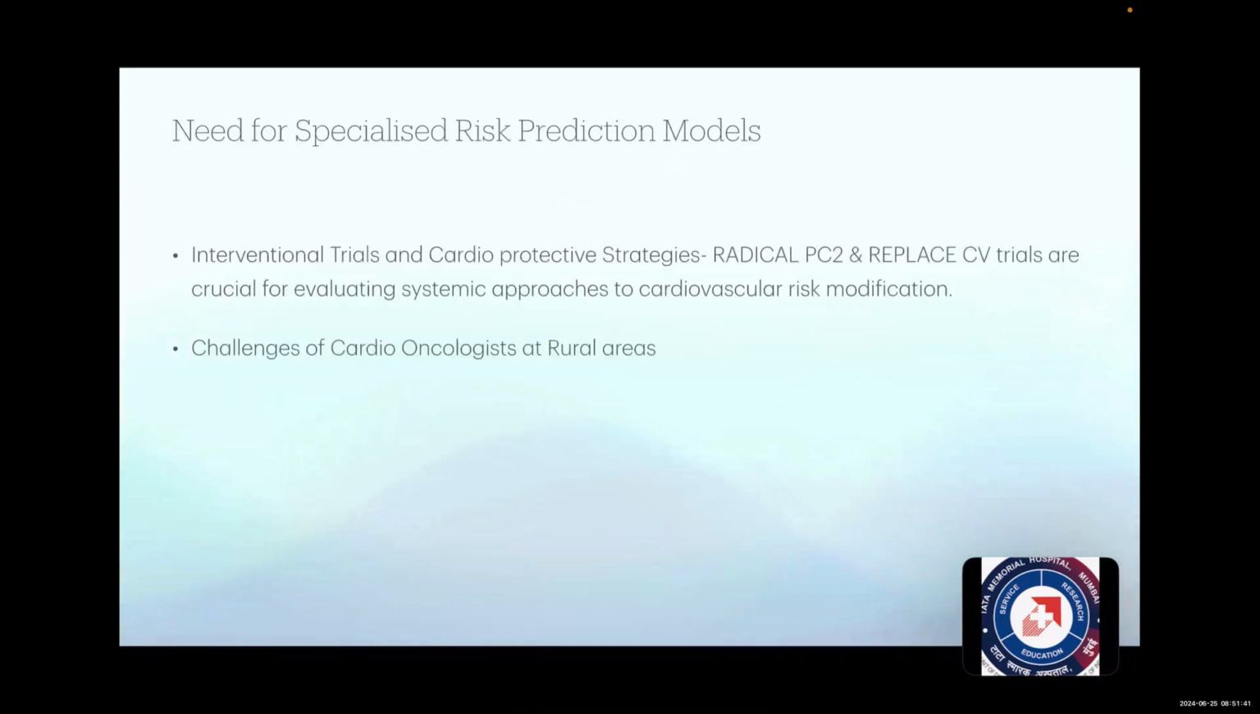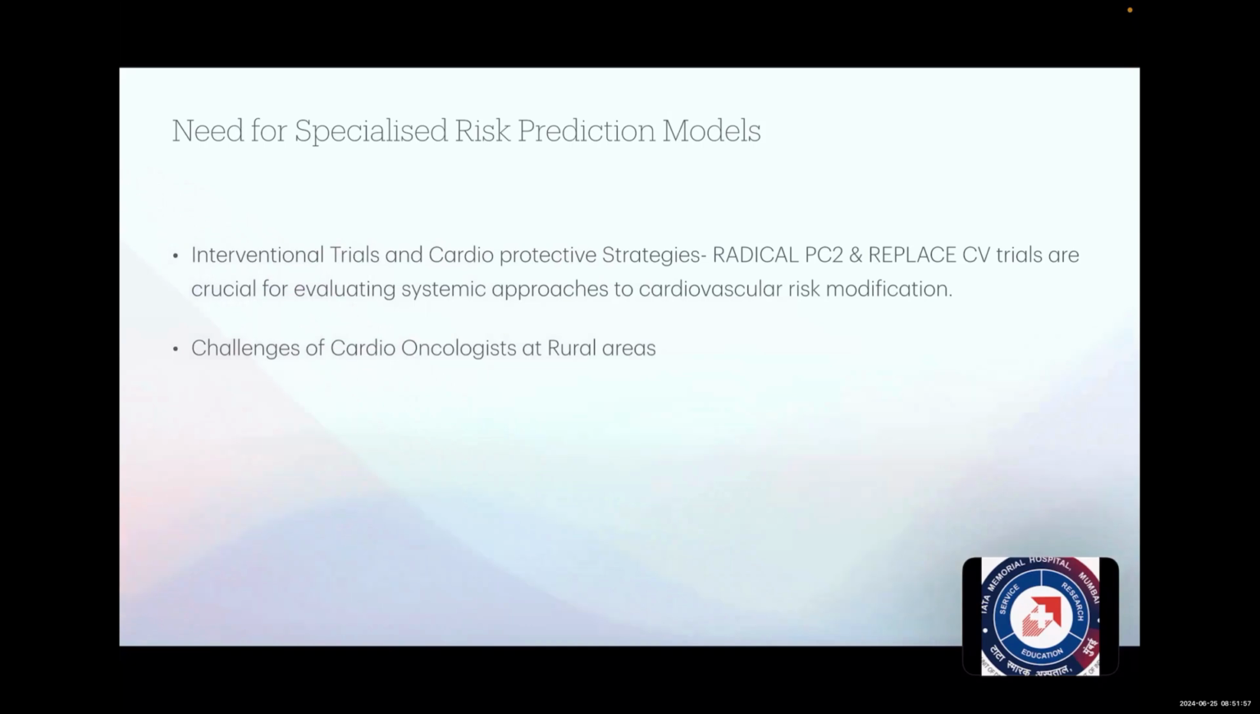Need for specialized risk prediction models. There is a clear need for large-scale studies that integrate cancer diagnosis and ADT into cardiovascular risk prediction models. This would enable more accurate risk stratification and tailored management plans for patients undergoing ADT.